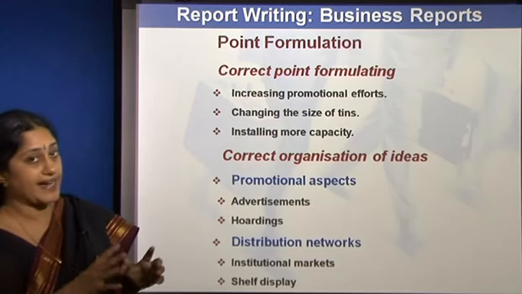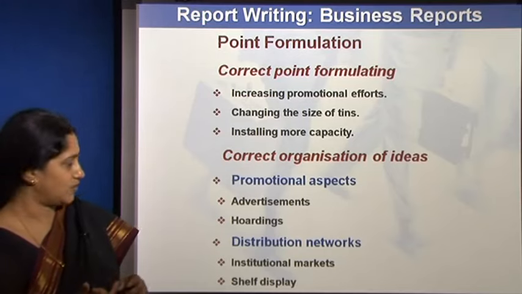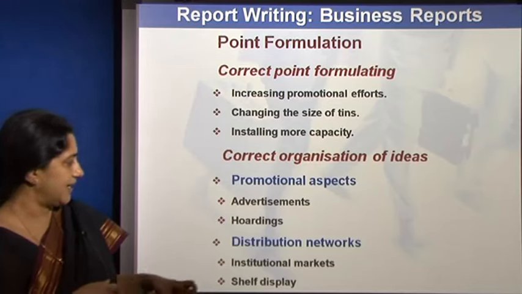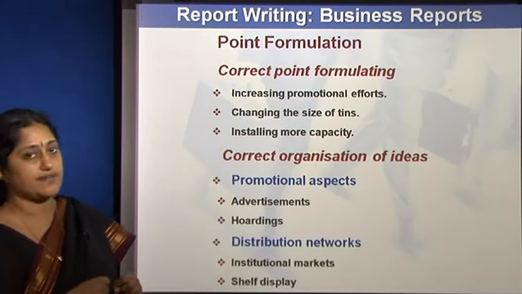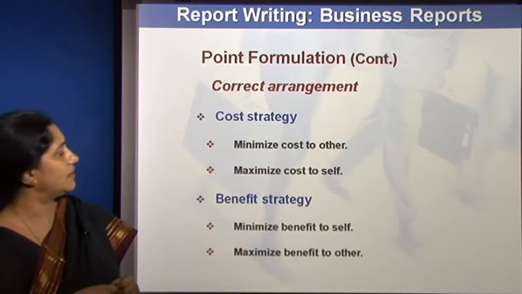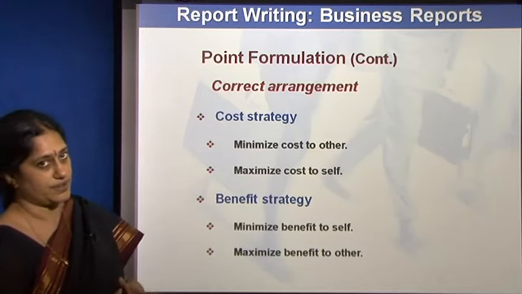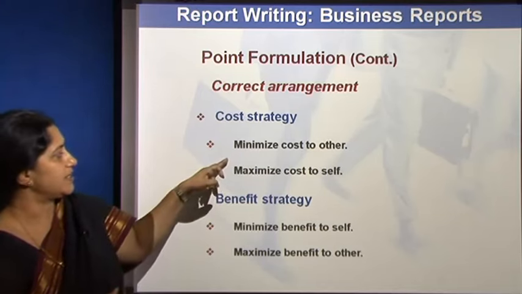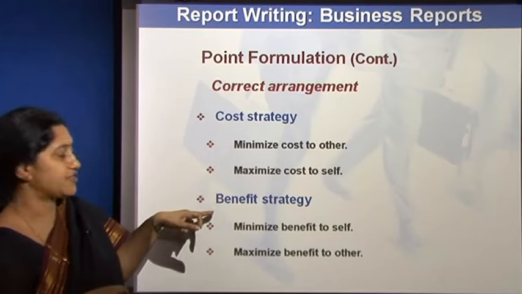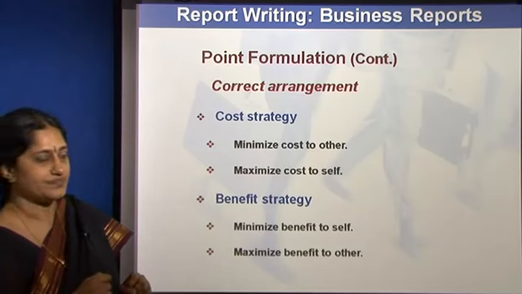Correct organization of ideas. Promotional aspects could be advertisements, hoardings, distribution networks, institutional markets, shelf display. Again, correct arrangement could be a cost strategy or a benefit strategy. Minimize cost to others or maximize cost to self, both mean the same. Benefit strategy, where minimize benefit to self or maximize benefit to other.